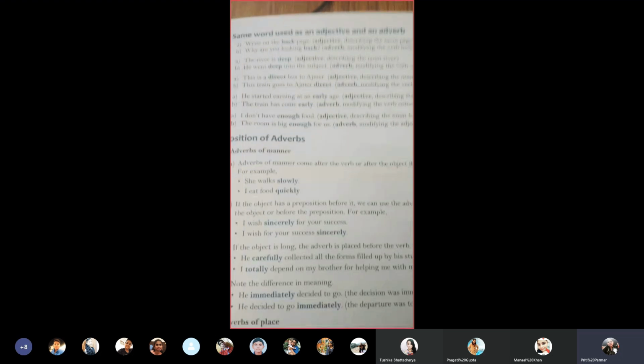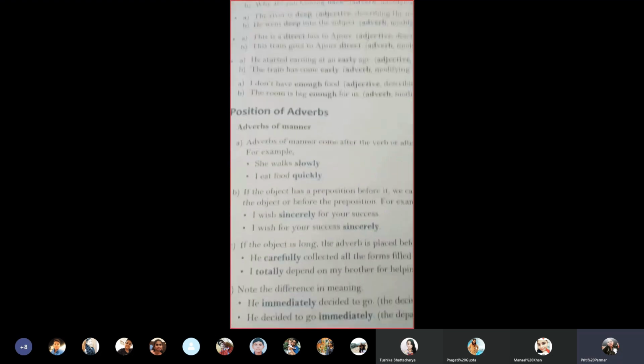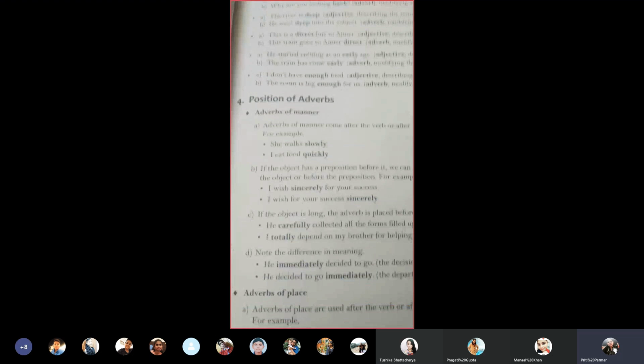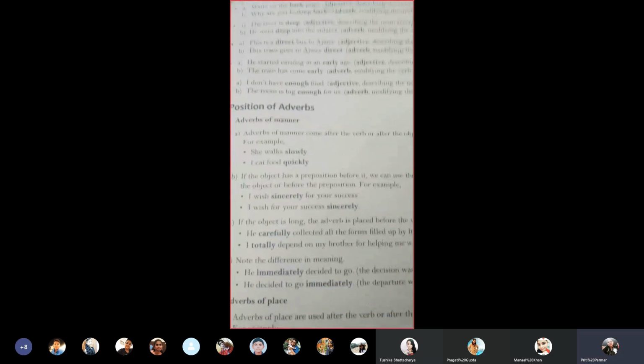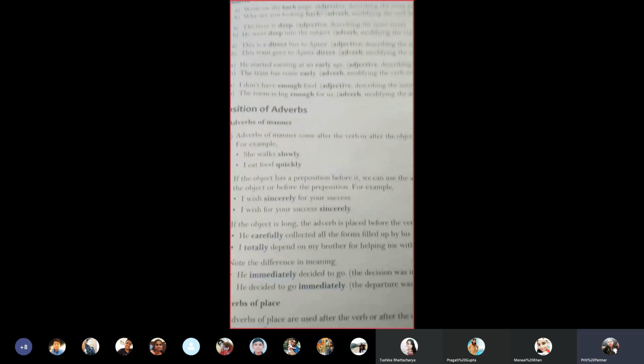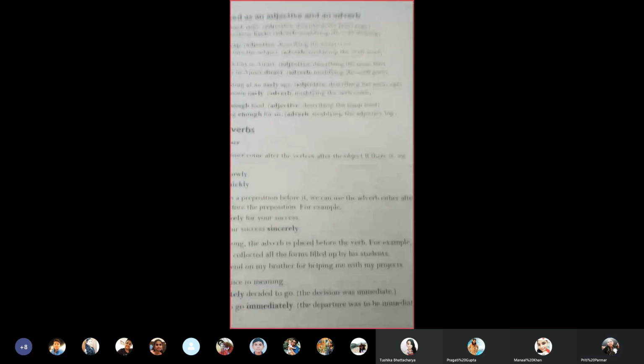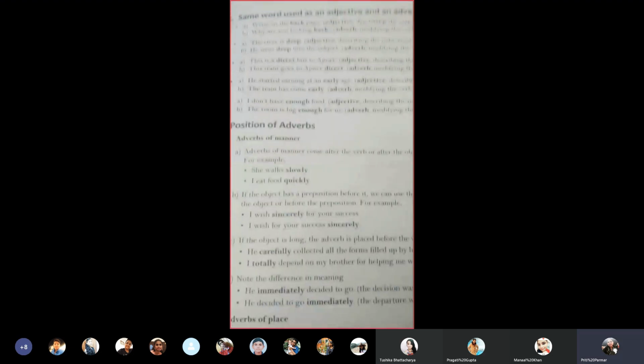Then position of adverbs. That means how the adverbs are placed in a sentence. Now, in adverb of manner, first clause is A. Adverbs of manner come after the verb or after the object if there is one. Now see, she walks slowly. In what manner is she walking? Slowly. So the place of the adverb is after the verb. Can you see walks? Walks is a verb, and after the verb it is placed, so it is slowly.